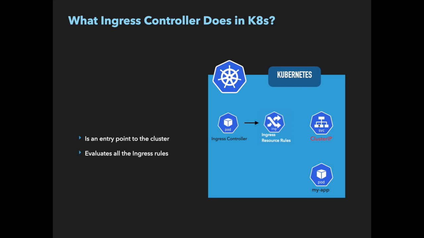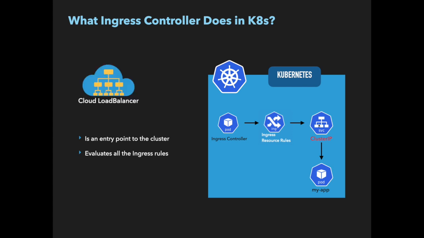What does Ingress Controller do in Kubernetes? Whenever a request is received by Ingress Controller, it will evaluate all the rules defined in the Ingress resource under the specification, and forward the request to the actual service and the actual application, so that the request will be processed and the response given. So I can say Ingress Controller is an entry point to the Kubernetes cluster.